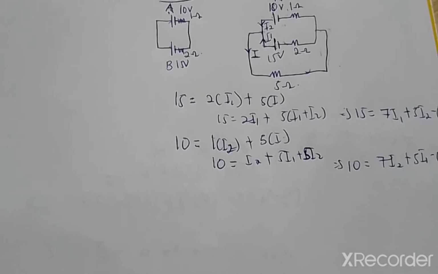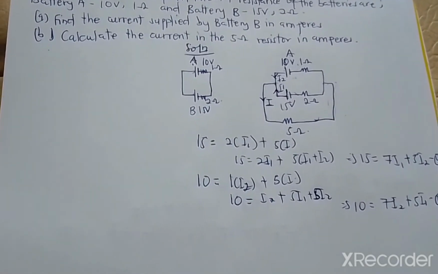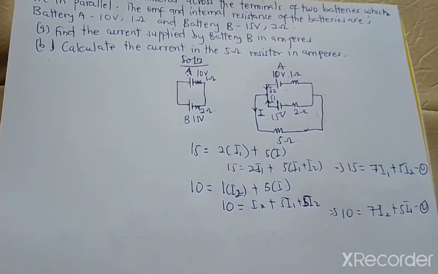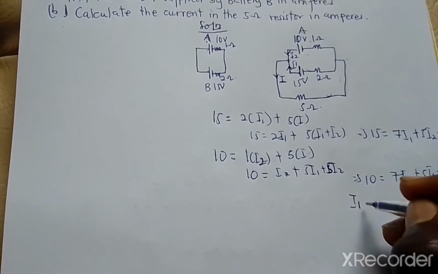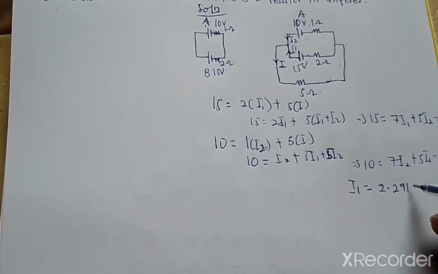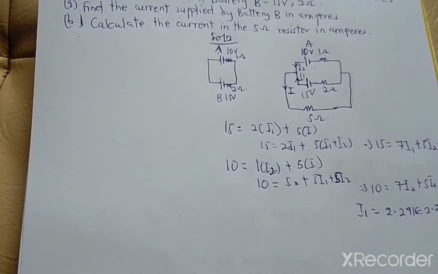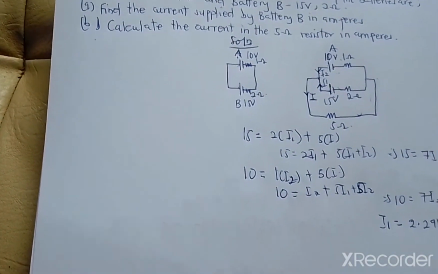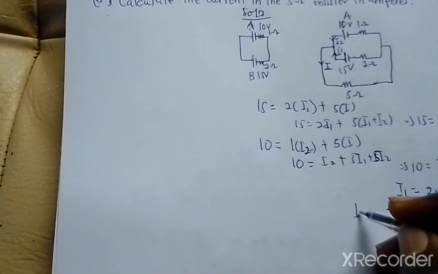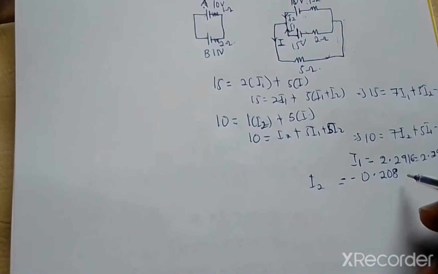So you simply punch your equations into the calculator in the right order to get your values of I1 and I2. I'm going to have I1 to be equal to 2.291667, so let me say this is equal to 2.292 amperes. And I'll have my I2 to be equal to negative 0.208, so negative 0.208 amperes.